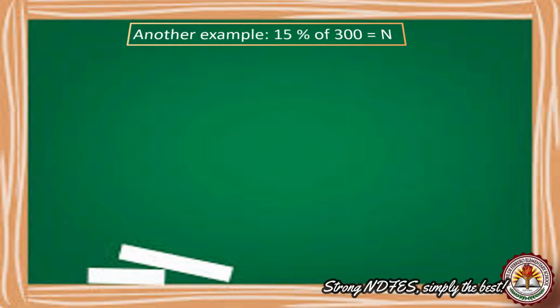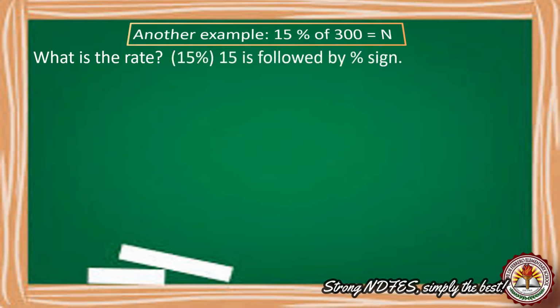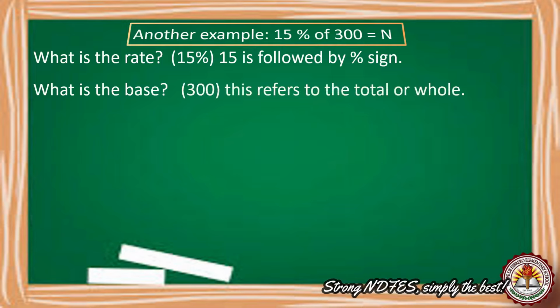Okay, children, let us have two examples of true number sentences. First, let us identify the three elements and let us find out what is missing. So what is the rate? Rate is the 15% that is followed by a percent sign. Next, what is the base? Base is the number 300. It refers to the total or whole. And how about the percentage? It is our n, the missing element.